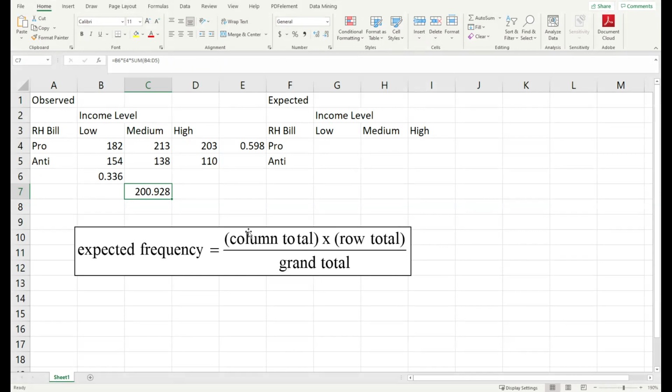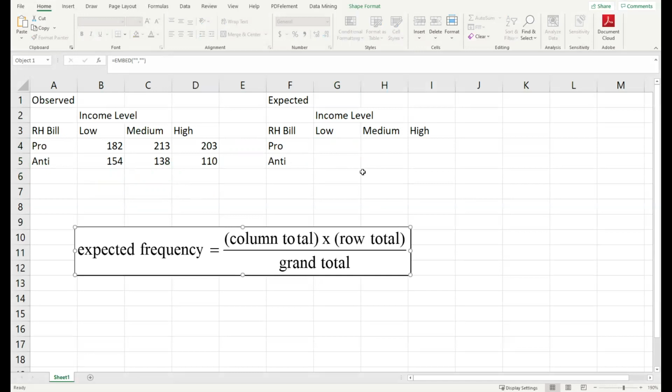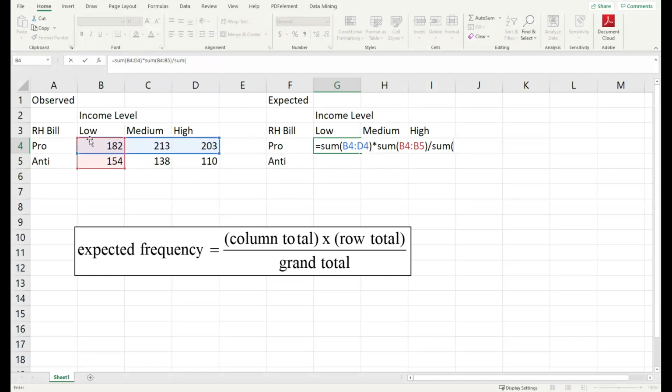Okay, so let's use this formula. Tapos ang pwede natin gawin is pwede actually set up natin siya in such a way na magiging draggable yung equation natin. So if you do sum nito, multiplied by sum nito, itong columns natin, divided by the grand total, then we should get the expected frequency for this first na cell, no, which is the intersection of the low income level and the pro RH bill.